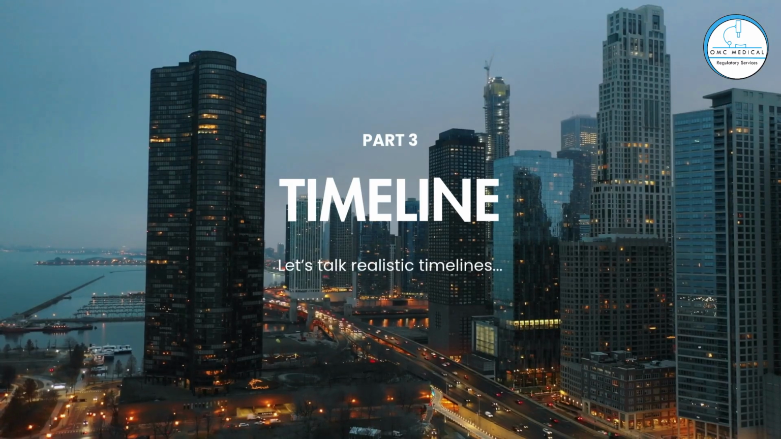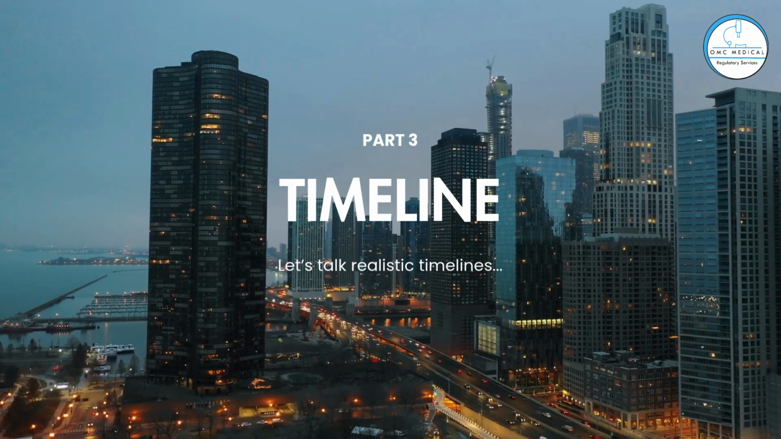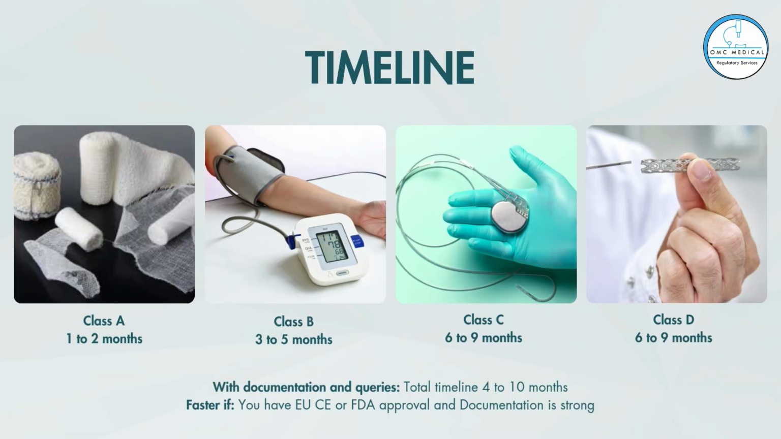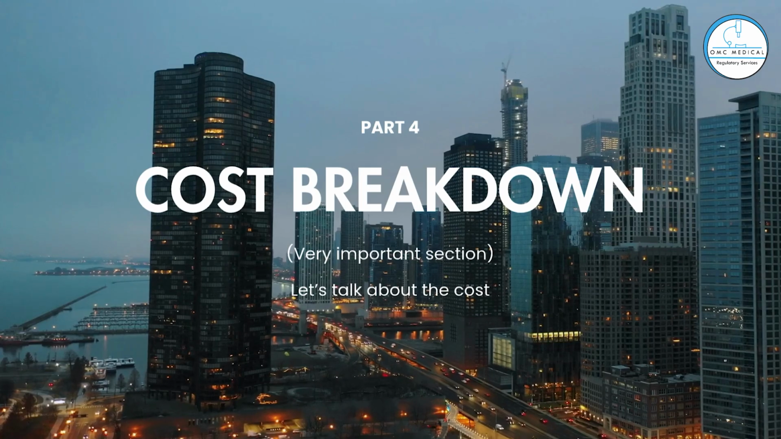Part 3. Timeline. Let's talk realistic timelines. Class A, 1 to 2 months. Class B, 3 to 5 months. Class C and D, 6 to 9 months, with documentation plus queries. Total timeline, 4 to 10 months. Faster if you have CE or FDA approval and your documentation is strong.